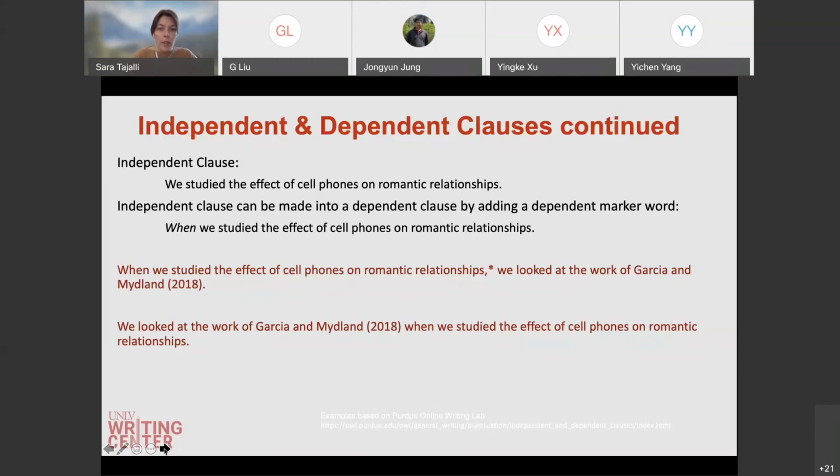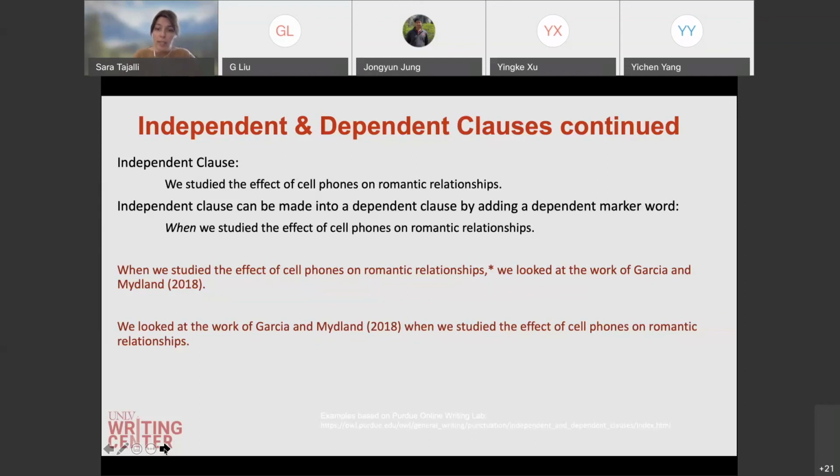I think sometimes we'll put a period somewhere where it doesn't belong. It makes sense in our head, and we make these independent clauses dependent by adding words just like when or because in the wrong place. So as you can see, when we studied the effects of cell phones on romantic relationships, we looked at the work of Garcia and Midland. So we have added this dependent clause to an independent clause, which is we looked at the work of Garcia and Midland. So now we have a full thought.